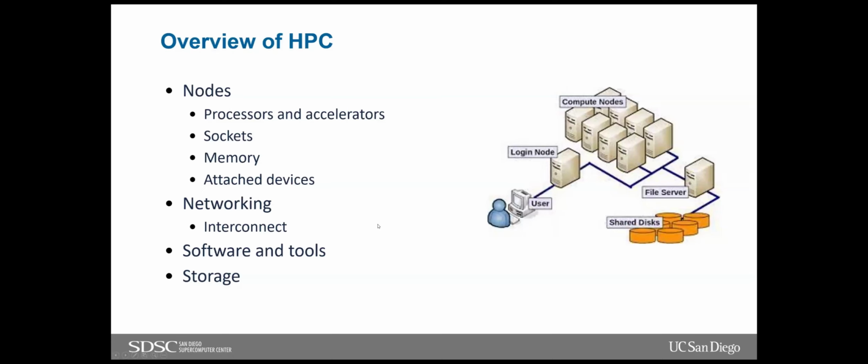So let's take a look at what actually the components of the system that we're going to talk about today. So again, HPC systems are a combination of hardware and software, and the hardware is going to be the nodes that are on there, and those nodes are going to be comprised of processors and accelerators, and those processors and accelerators are going to have memory associated with it, and there's going to be some storage devices associated with it. And there's going to be software and tools that enable you to use all those things. And all of this is going to be tied together with networking.